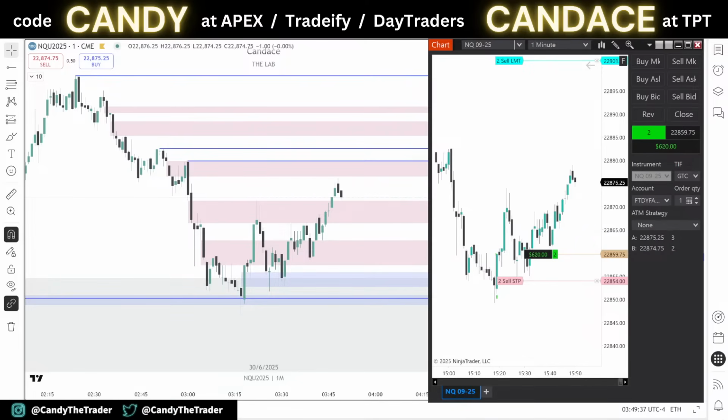Yeah, of course, if you're in this trade, I suggest you move stop loss to break even and also take partial, because preserving capital is the first rule of trading.